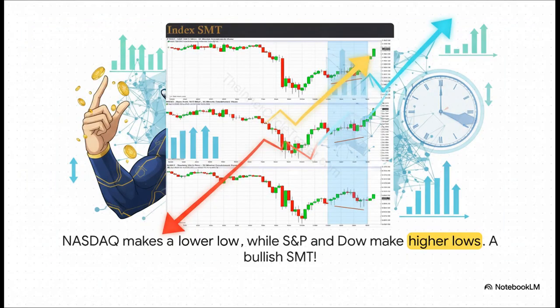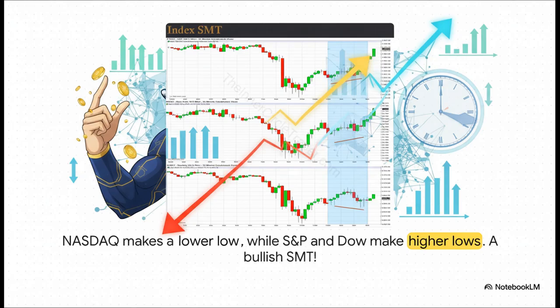Okay, you have to look closely at this chart because this is a perfect example. We're looking at the lows made during the PM session. See how the S&P and the Dow both make higher lows? That shows strength. But now look down at the NASDAQ. It makes a lower low. That right there, that's the crack. That's the divergence. The NASDAQ failing to stay strong with the others is a massive bullish signal.